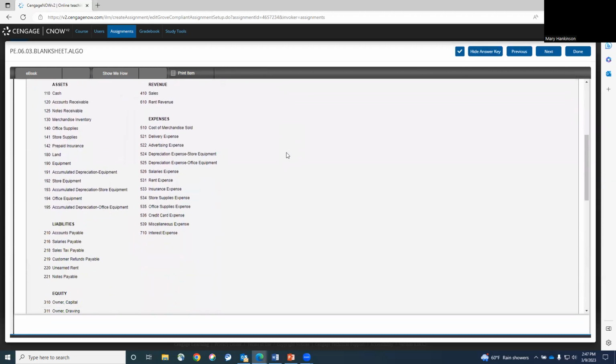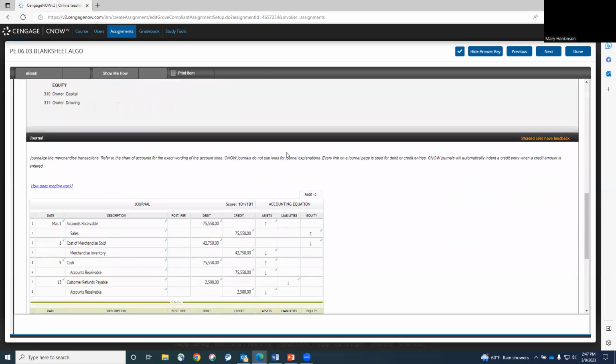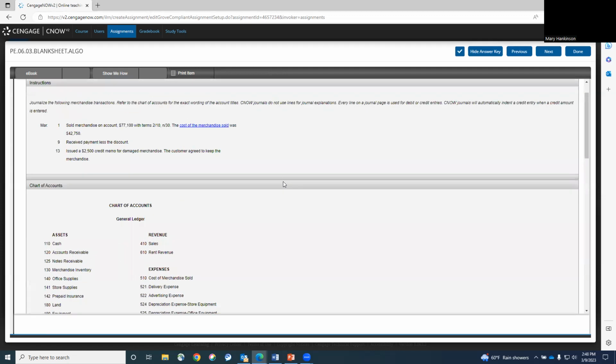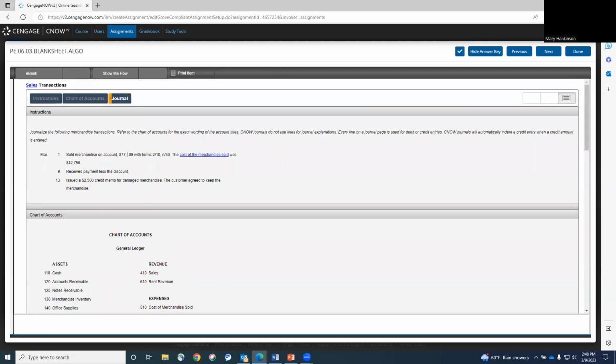So let's go down here and look at the journal entries. I went ahead and had them filled out so we can kind of just start talking about them. When you go to record the sales of merchandise and you offer a discount, you're going to enter the sale with the discount. You're going to assume your customer is going to take full advantage of the discount. So when you originally record that sale transaction, you're going to record it at the discount rate. So if you see here, the amount we sold them was $77,100.